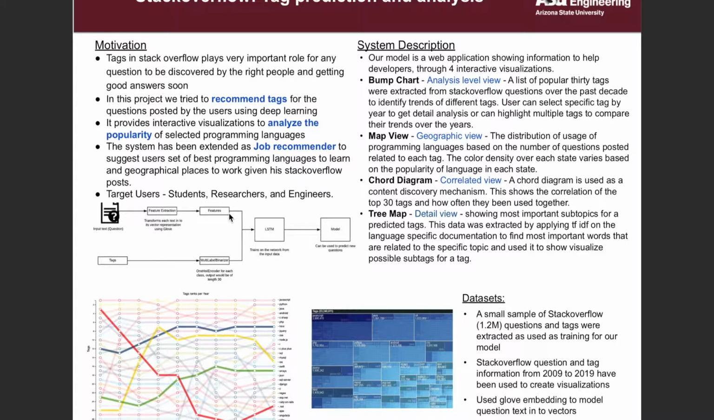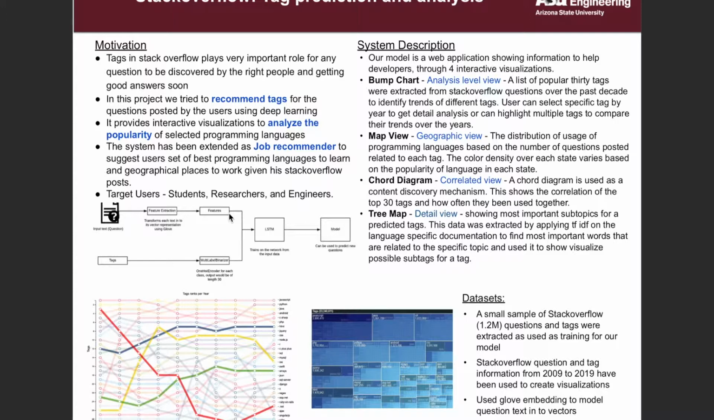So we have considered a small sample of the Stack Overflow questions from the past 10 years. All these questions have been selected based on whether they're actually valid questions, that means the number of responses and whether it has been marked solved or not. And we have picked the top 30 tags that are most relevant for the past 10 years. Using this criteria, we have collected a sample of 1.2 million questions along with those tags.